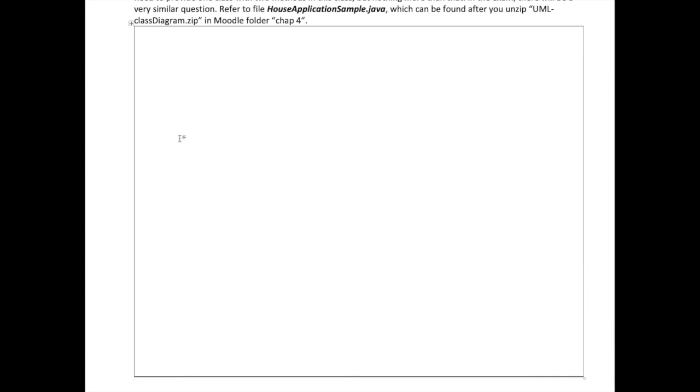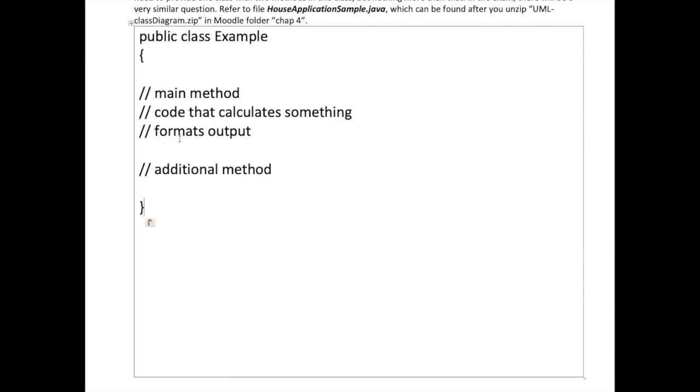The first coding question that you're going to be asked to do is pretty straightforward. It's going to be a single class, so there's only going to be 1 file. The main method is going to be in that class, and there's also going to be an additional method in that class. So here's my example class. I put comments here. So there's going to be a main method. You're going to have some code that does some sort of basic calculation on something and formats the output. Now the code that calculates something will likely be a call to an additional method. So you're going to have a public class example, you're going to have the main method, and you're going to have an additional method in the same class.